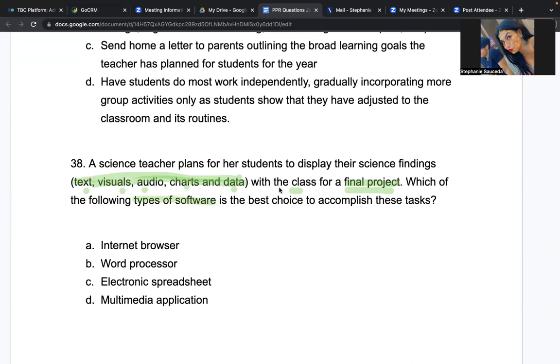So which would be the best choice? Maybe they've given us more than one good choice, but what would be the best choice for us to do that? And that's excellent. Those are the keywords and phrases. Best software to accomplish all of these tasks. So we have internet browser, word processor, electronic spreadsheet, and multimedia application. What can we bet ourselves $5 is not the right answer, and why?